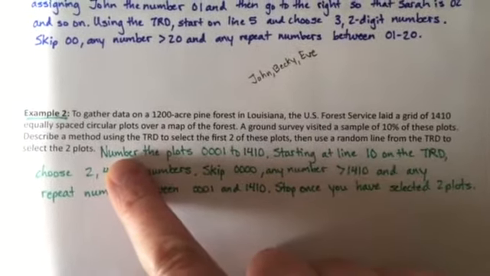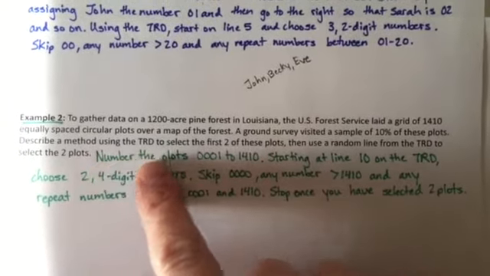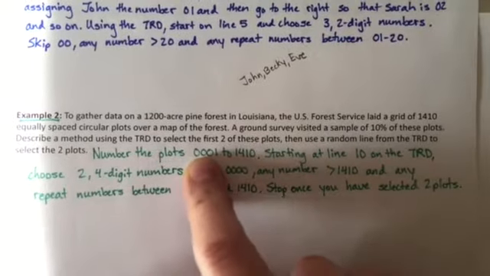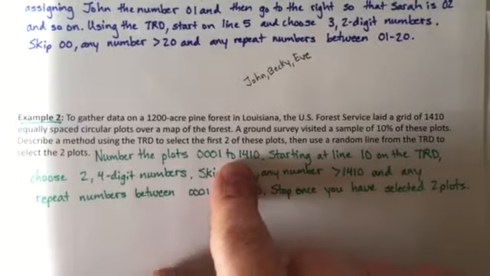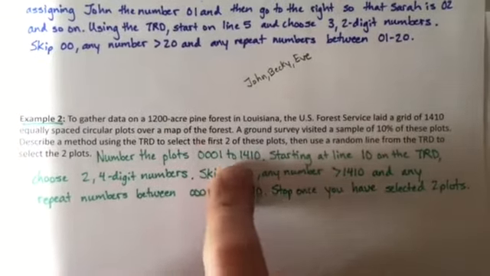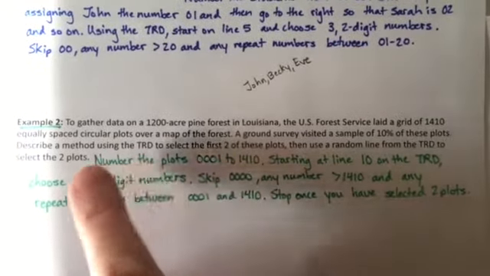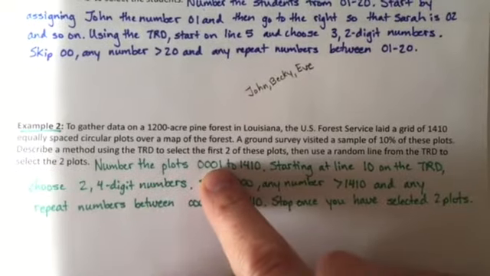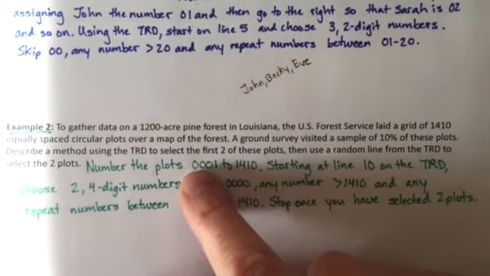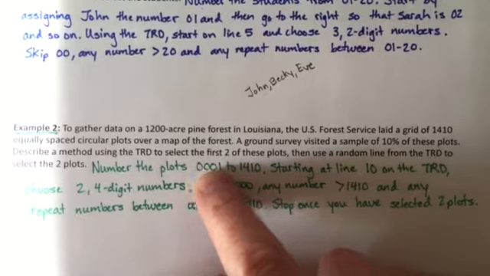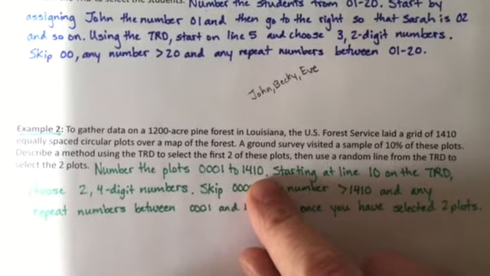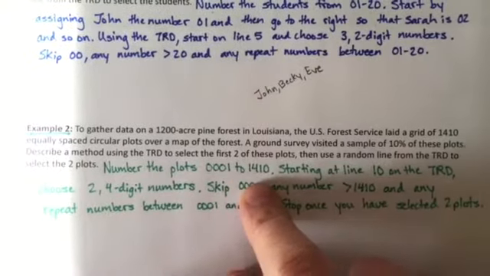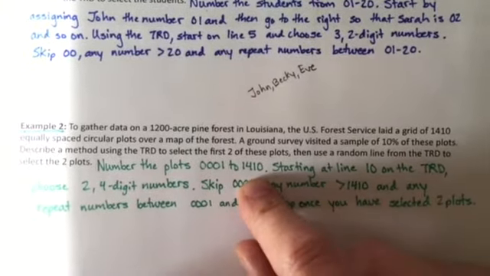So I've written it out to save time, but we always want to number them with an equal number of digits. And you write these directions just like you would just be telling someone what to do. So they don't need any extra words, just state things like number the plots, so just be direct in your statement. From 0001, so notice it has 4 digits even though it's just a 1, to 1,410. So that's the first step. Number them, give them an equal amount of digits.